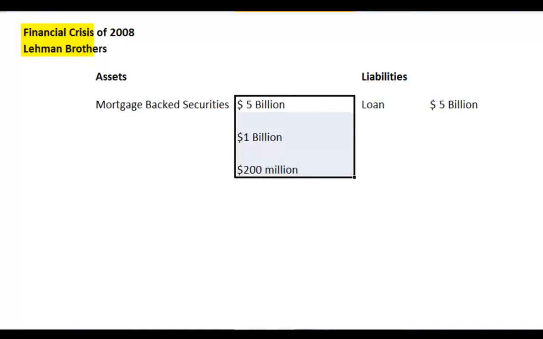So you see, the first thing that's happening here is Lehman Brothers is collapsing because its assets went down. The second thing that's happening is with whoever lent the money, maybe this is another bank, maybe like JP Morgan or Goldman Sachs, they probably lent Lehman Brothers this money.